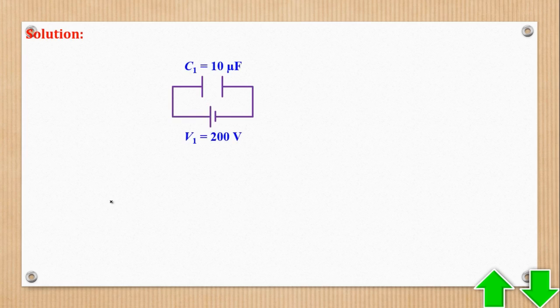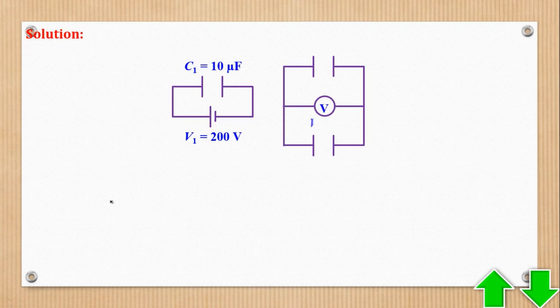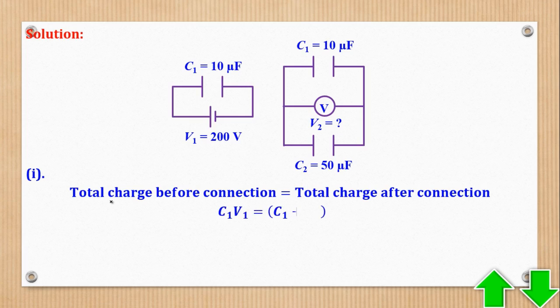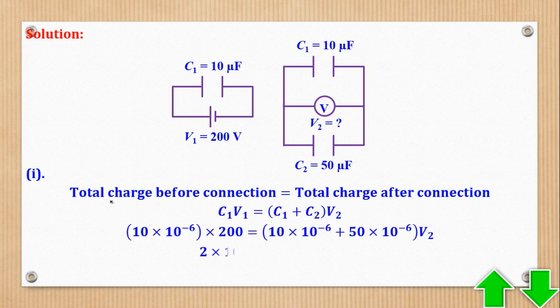So still we shall follow the same procedure. We shall illustrate. That is before connection, then after connection. Then we shall remember that total charge before connection is equal to total charge after connection. Then we quote the formula, substitute, simplify, and get the PD they wanted.